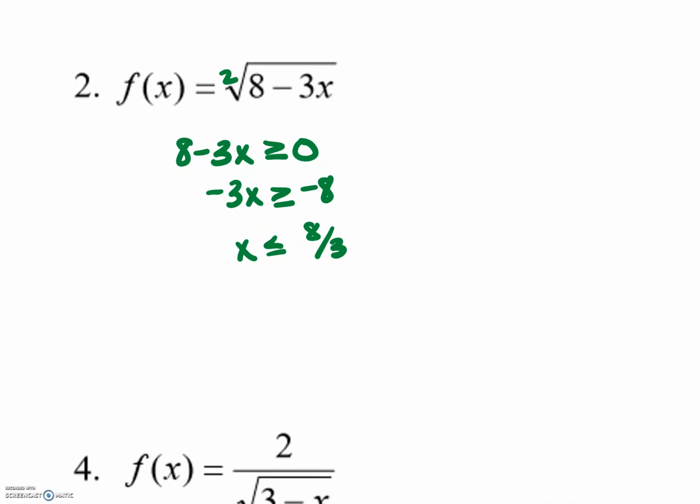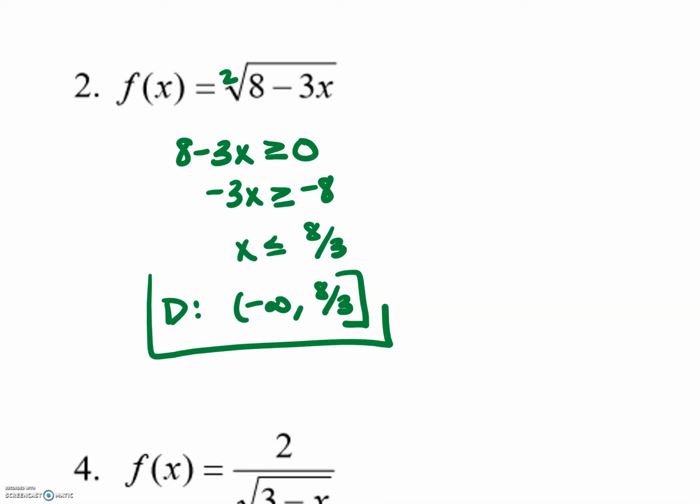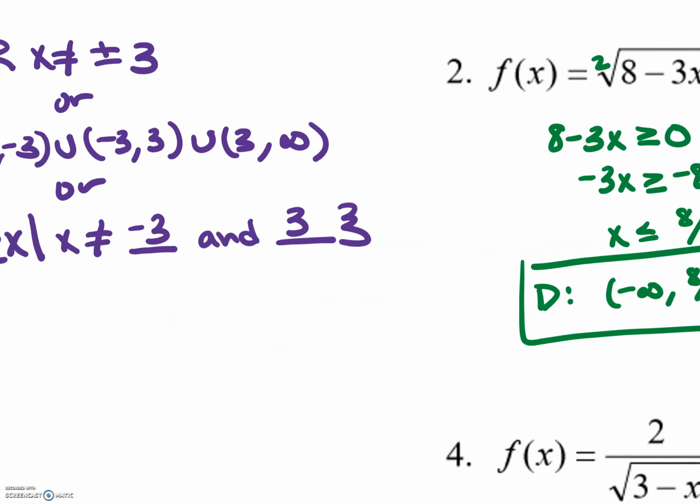The double negative will become a positive 8/3. So now my domain, if I write it in interval notation, is this going to positive or is it going to negative infinity? Well, it says it's less than, so it's going to go to negative infinity. So my answer would be negative infinity to 8/3. I have an equal to sign, so I'm going to have a bracket. So my domain would simply be that. Now these problems will always ask you to write it in interval notation, so there shouldn't be any confusion there.